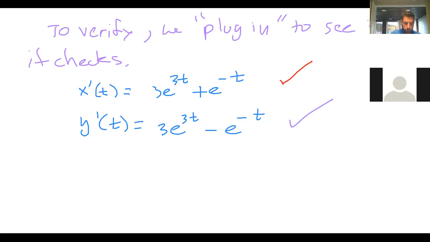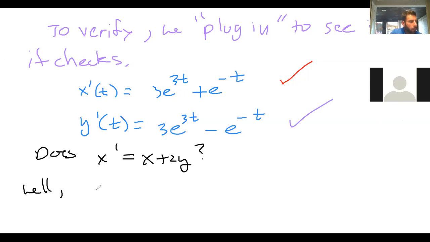So does x prime equal x plus 2y? That's what we want to check. Well, let's plug it in. Well, x plus 2y, what does it equal? Well, it equals x, which is not 3.